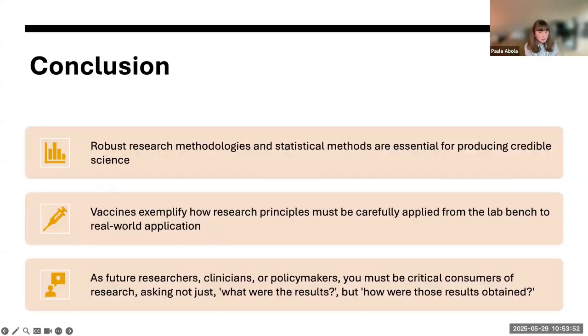And in conclusion, firstly, robust research methodologies and statistical methods are essential for producing credible science. Vaccines exemplify how research principles must be carefully applied, starting from the lab to real-world application. And as future researchers, clinicians, or policymakers, you must be critical consumers of research. So you must ask not just what were the results, but how were those results obtained, and from there establish whether the study was robust enough, whether it can be trusted.